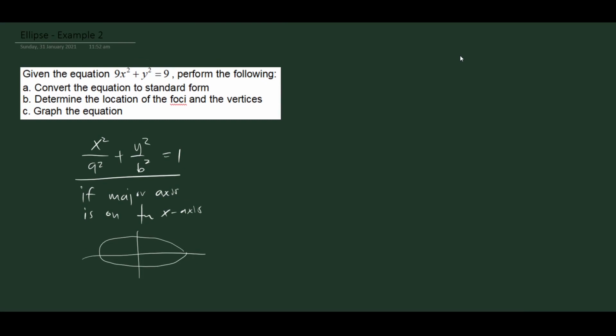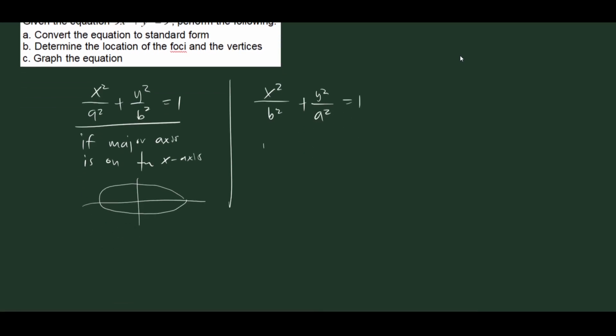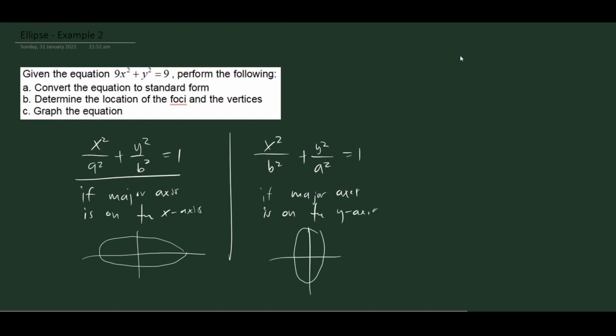So, let's take a look at the other general form, standard form, which is x squared over b squared plus y squared over a squared is equal to 1. So what does this mean? The major axis is on the y-axis. Okay, so our ellipse will look like this, elongated vertically. Okay, so let's rewrite our equation here on the right side. 9x squared plus y squared is equal to 9.